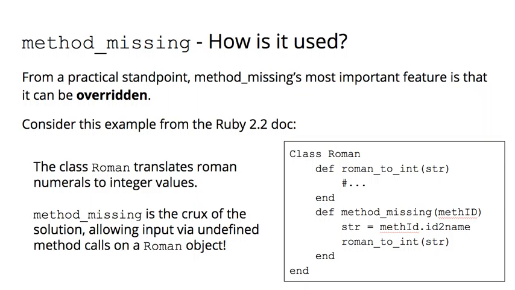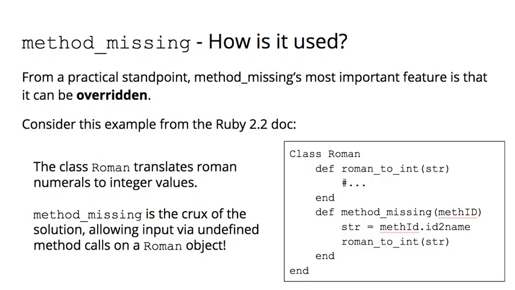So here we have an example that was pulled from the Ruby documentation. It's a class called Roman. It's got two methods, and basically it takes Roman numerals and translates them to decimal integers. So you can see the first method there, roman to int, takes a string. It's not implemented here, but basically it processes the string of Roman numerals and turns that into an integer.